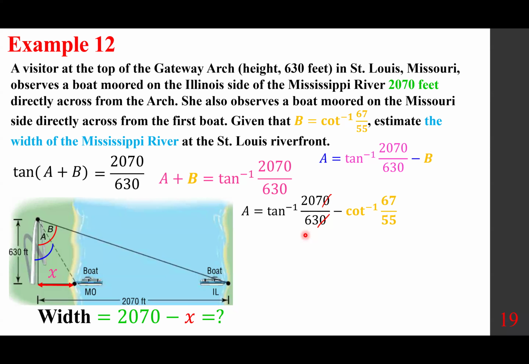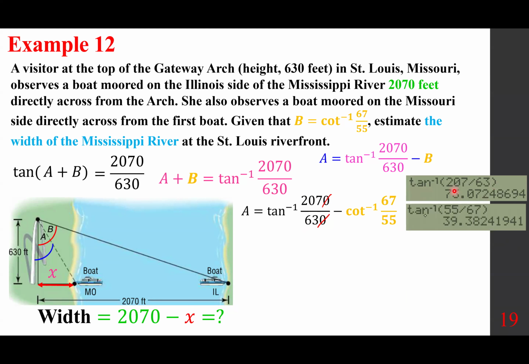This one, you use the tan inverse. This one, you can write the reciprocal and use the tan inverse, because it's positive, you can do that. So tan inverse of this number, 207 over 63, is this number. Tan inverse of, notice cotangent inverse, because of the limitation of a calculator, you may not have cotangent inverse. So you use tan inverse and you write, instead of 67 over 55, 55 over 67. And the difference between the two is 33.69 degrees.